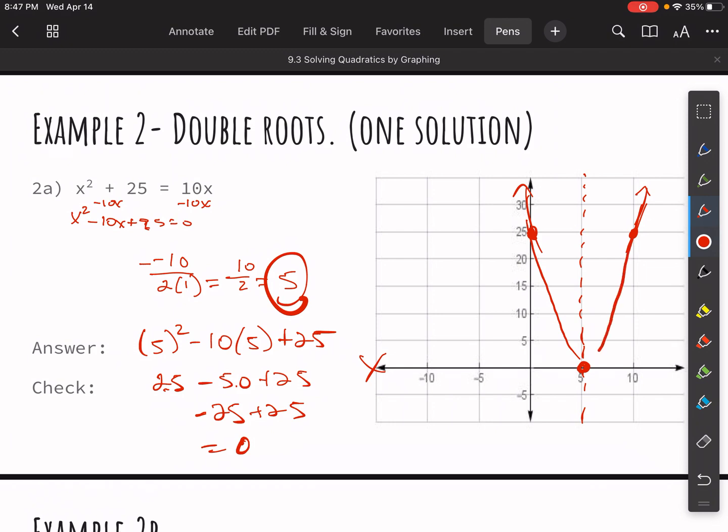So whenever your vertex falls on your axis of symmetry, you know that that's a double root on the x-axis. That'll always be the case. So the answer here is 5. Okay, that is where the solution is. And if you wanted to check it, you could plug that back in and get a 0 like we did. But that's your final answer.